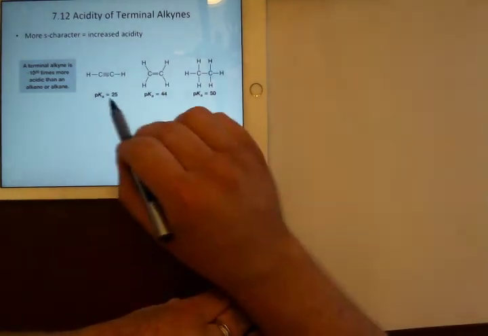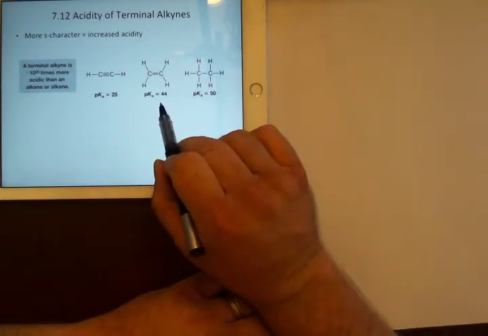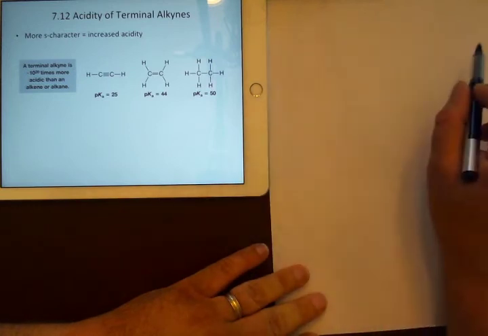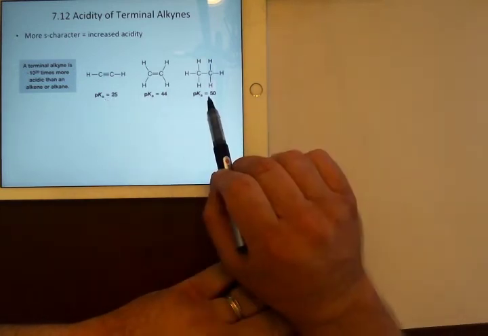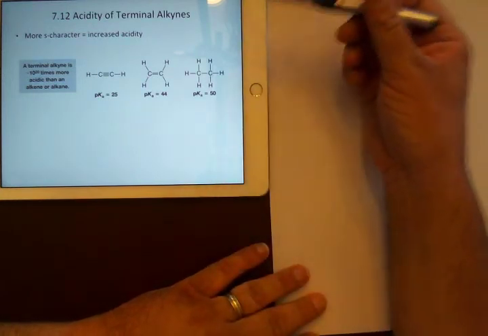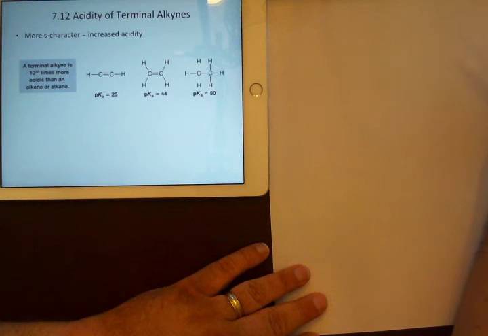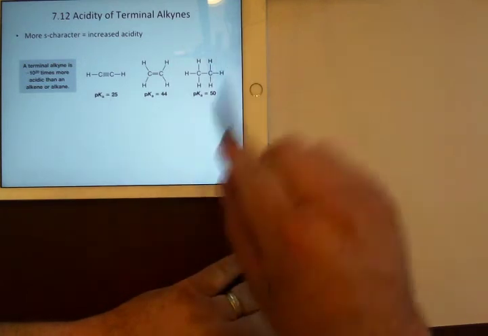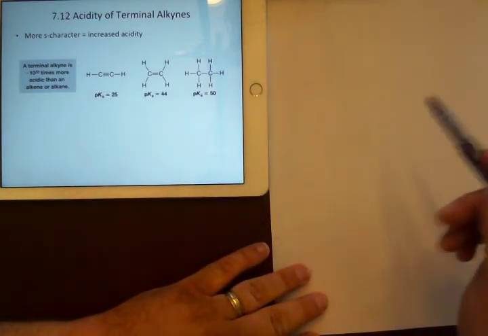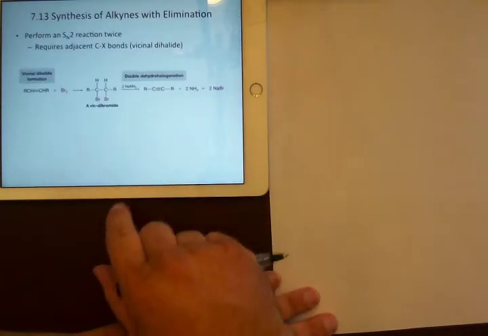So from here to here, it's 10 to the 19, so 1 with 19 zeros times more acidic. Going from here to here, you're 10 to the 25th power more acidic, so 1 with 25 zeros after it. It's not that this is twice as acidic. Nope. Each one of these pKa units is a factor of 10 because we're doing log 10. So it's much more acidic.